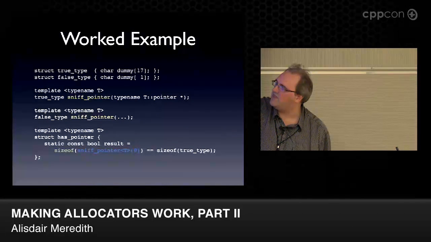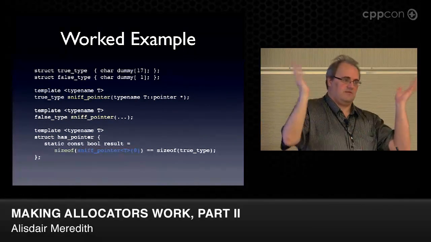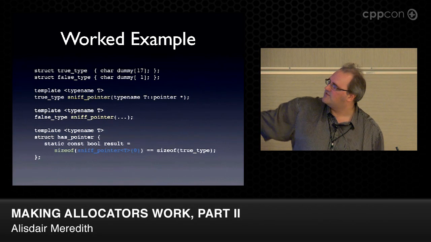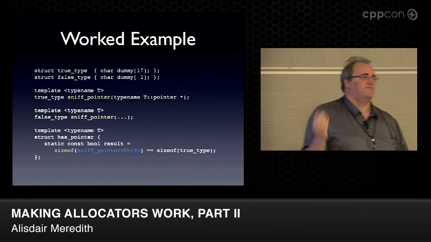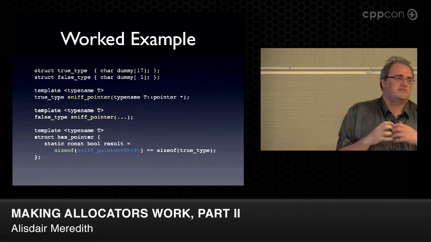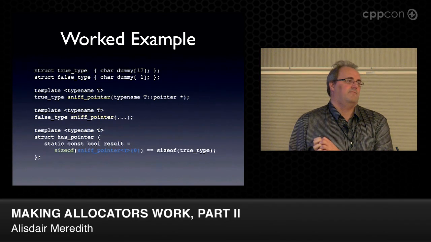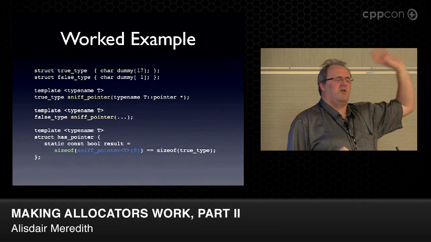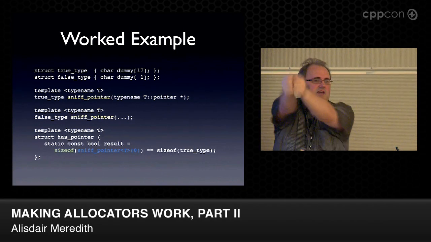So I can now create the hasPointer type trait. This is simply a static const bool to say static const bool is my result. It's true if the size of the returned value is the size of true type, otherwise it's false. So I have now written a reasonably simple type trait to detect whether or not my class has a pointer nested typedef, which, as you saw, was one of the properties we need for implementing the allocator traits. First of all, I need to see if I have this typedef, then my result will be that typedef.